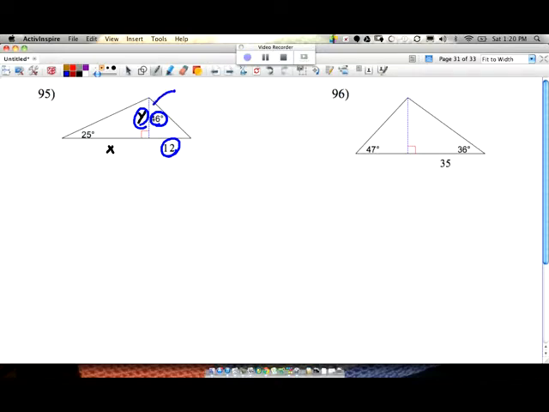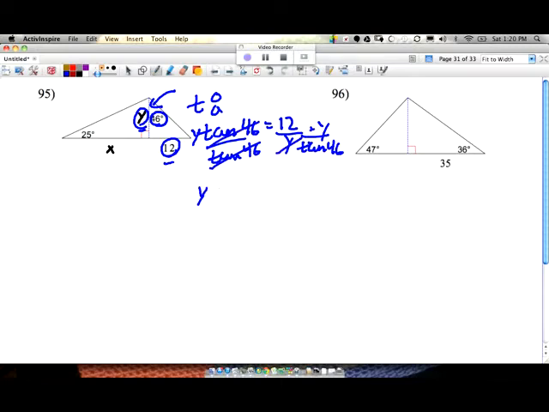46, 12, and y. The 12 is opposite. The y is adjacent. So opposite, adjacent. That would be tangent. Tangent 46 equals the opposite, which is 12, over y. Okay, so we multiply by y, divided by tangent 46. Let's see what we would get. y equals 12 divided by tangent 46, which in this case is 1.04.